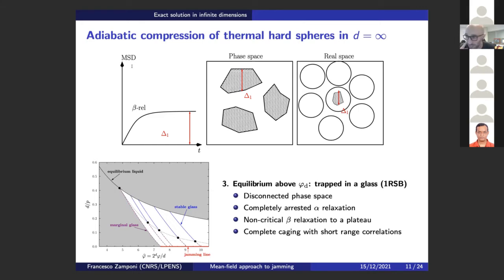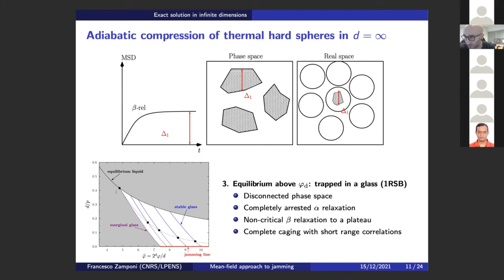So the mean square displacement now is completely arrested. You don't have diffusion anymore. You reach a plateau. In real space, you just rattle around. You never diffuse. So your system is a solid. And in phase space, you have this bunch of configurations that correspond more or less to the local minima in this potential energy landscape that she introduced, that are now kind of disconnected. You cannot move anymore from one to the next. Okay. Now, of course, you could say, okay, but if I cannot move, how can I equilibrate? And that's perfectly right.